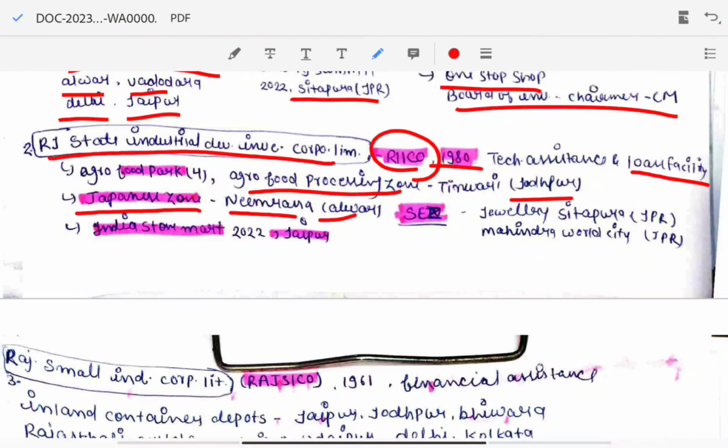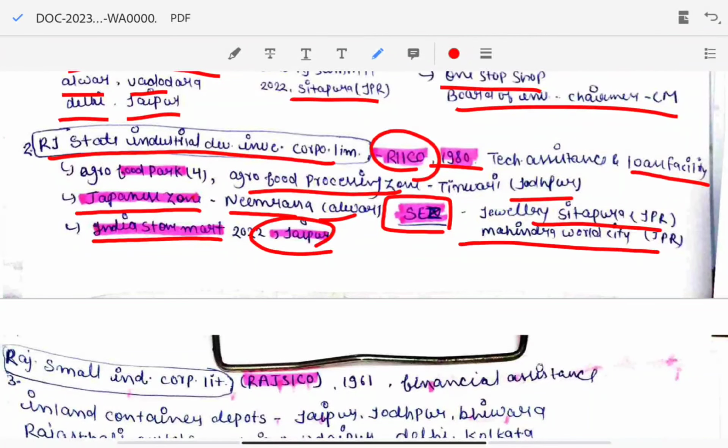Then we have India Stone Mart in Jaipur. Then there are two SEZs. One is the jewelry SEZ in Sitapura, Jaipur, and then Mahindra World City, Jaipur. So a question can be asked: which one of the following is not an SEZ. SEZ is basically a special economic zone, where there are some exemptions from provisions, to increase the ease of doing business, right?